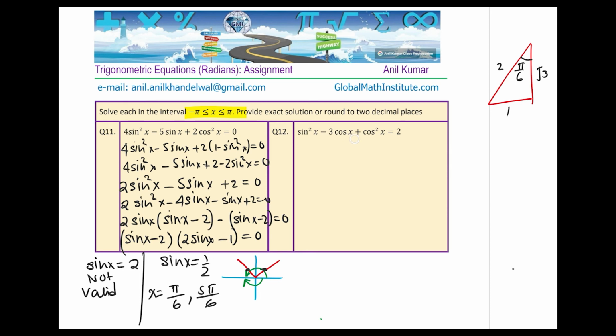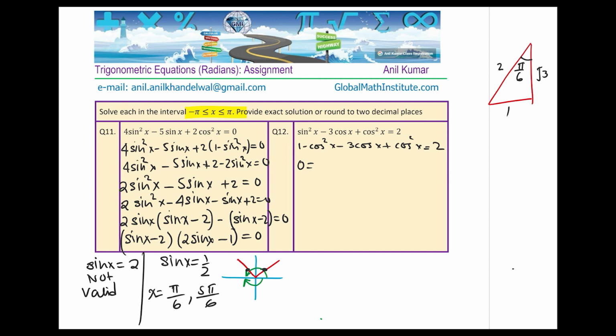Let's take up the next question, which is very similar to this one. Sine square x minus 3 cos x plus cos square x equals 2. So I'd like you to pause the video and do this, but this time sine square x will be written in terms of cos to get you the equation in cos, correct? So you could write this as 1 minus cos square x minus 3 cos x plus cos square x equals 2.